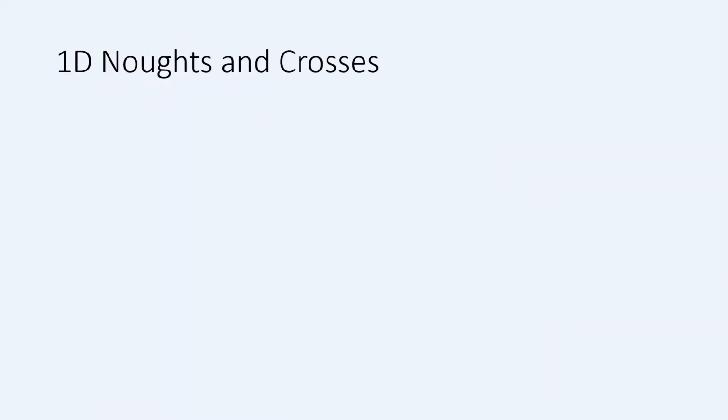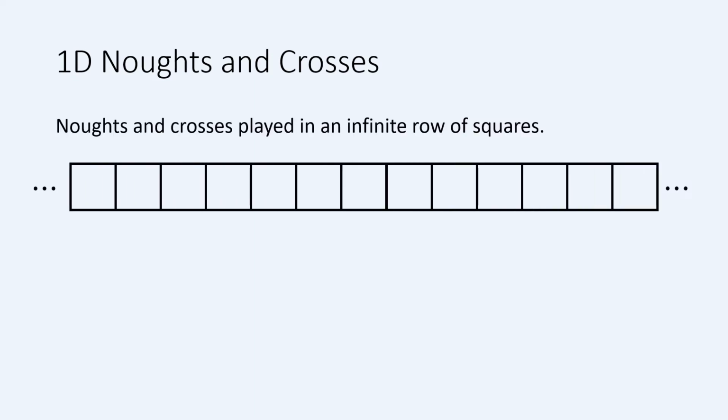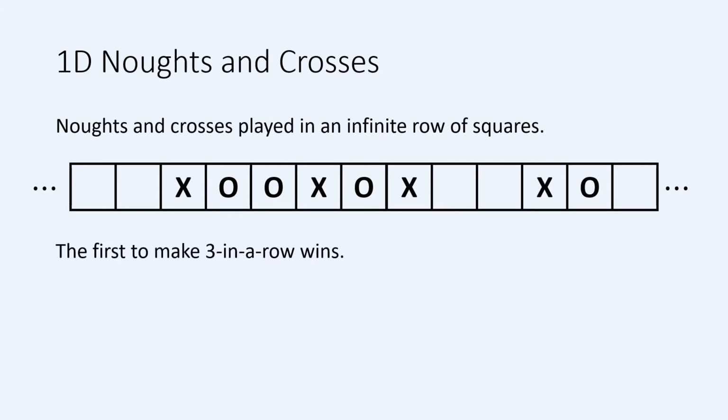I have 3 games for you to think about where pairing may be useful. 1D Noughts and Crosses. This game is played in a row of squares which extends infinitely in both directions. It's played just like normal Noughts and Crosses, and the first player to make 3 in a row wins. How can the players force a draw? In this game, a draw means that the game goes on forever with neither player winning.